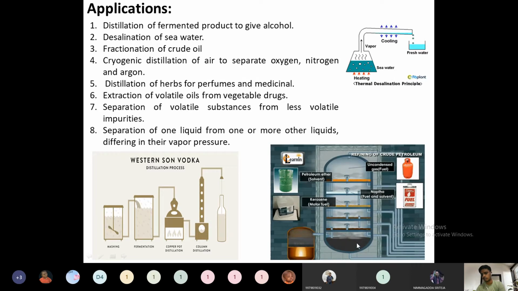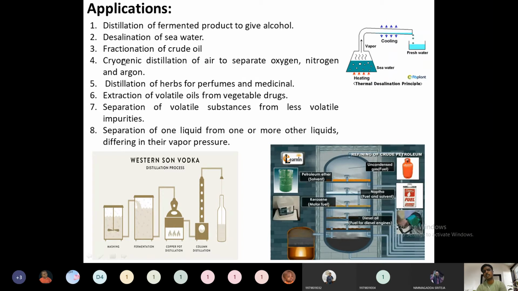After obtaining all this, the residue left is sent to the vacuum distillation unit. That is also one type of distillation, vacuum distillation, below atmospheric pressure. The distillation which is carried out below the atmospheric pressure is known as vacuum distillation. So if you can see clearly how important the distillation operation is for the petroleum industry. Fractionation of crude oil is the important application for distillation.